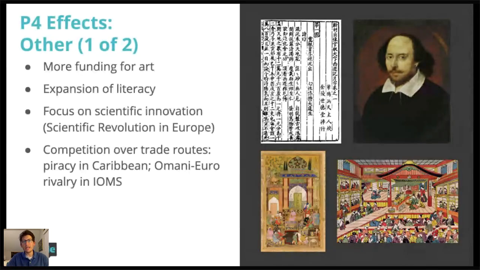Anytime you get a lot of trade, you're going to make a lot of money. Anytime societies have lots of money to be spent, we see funding for art, right? And so we're going to see the expansion of literacy, funding for art. In England, it's funding for people like William Shakespeare. In Mughal India, it is funding for miniature paintings. In China, it's funding for performing arts and kabuki theater, right?